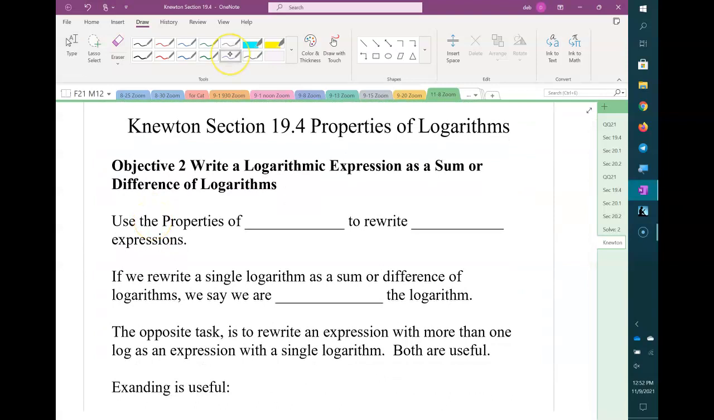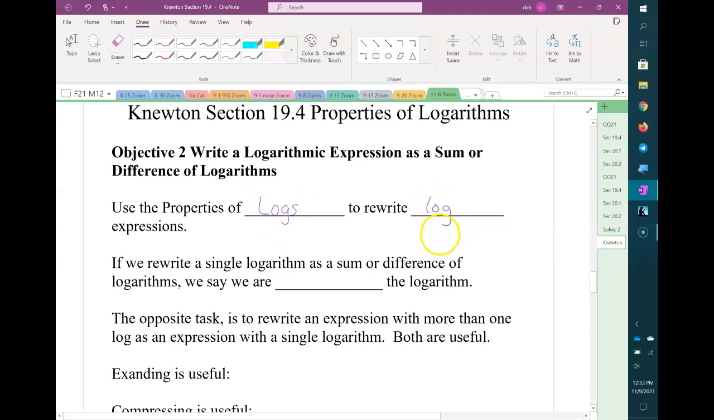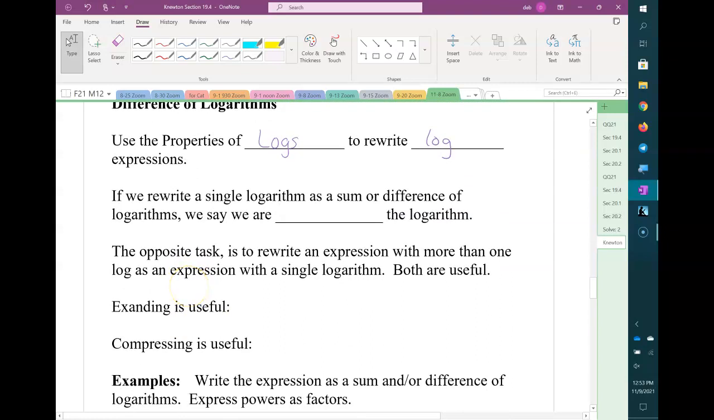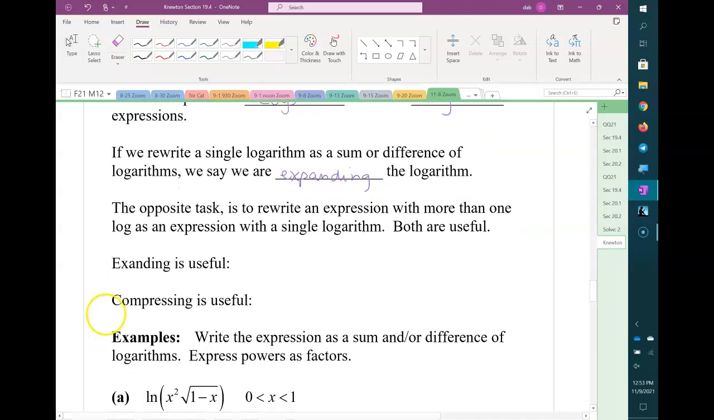Okay, so let's now write a logarithmic expression as the sum or difference of logarithms. Most people abbreviate the word logarithm to log. So use the properties of log to rewrite log expressions. If we rewrite a single log as the sum or difference of logs, we say we are expanding the logarithm. And in the opposite direction, to rewrite an expression with more than one log as an expression with a single log, that's useful for different things.